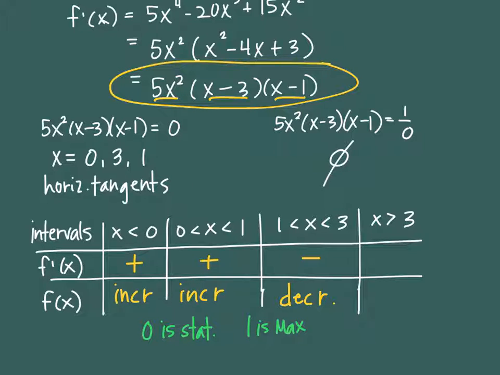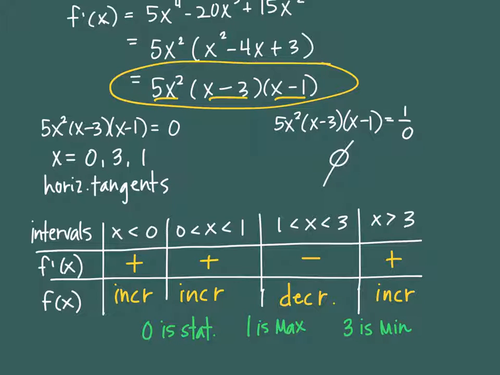And then finally pick our favorite number that's greater than 3. We'll just pick 4. If we plug 4 into each one of the factors, we're guaranteed to have a positive number. And so my function changes to increasing again. And so now I've changed direction another time. And so now I know that what's happening at 3 is that 3 is a min.